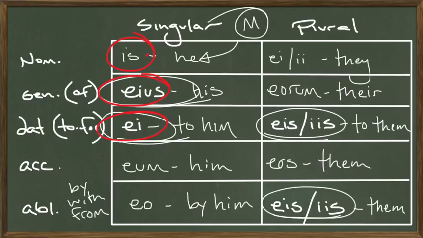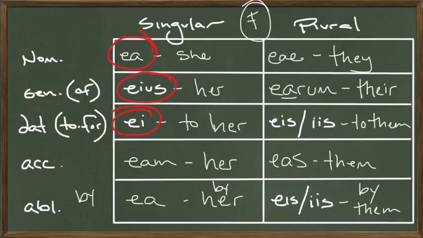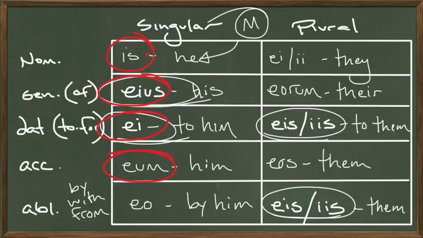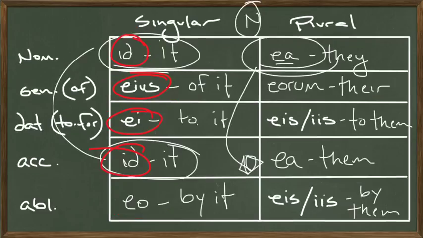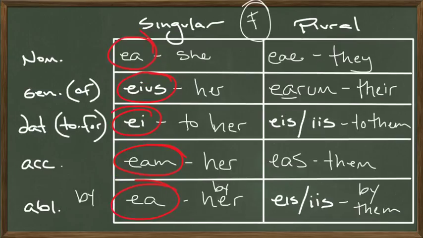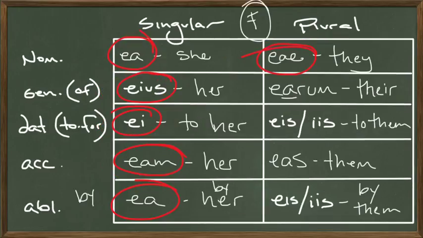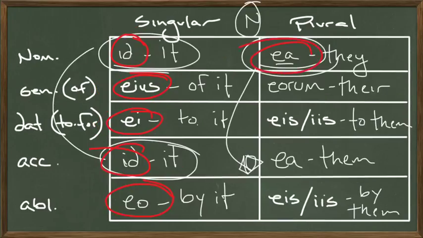Back again. Eum, eam, id. Can I do it this time? Oh, I did it. I stopped in the right place. Eo, ea, eo. Then you go back and do the same thing with the plurals. Ei, eae, ea. Okay, we're going to stop there.